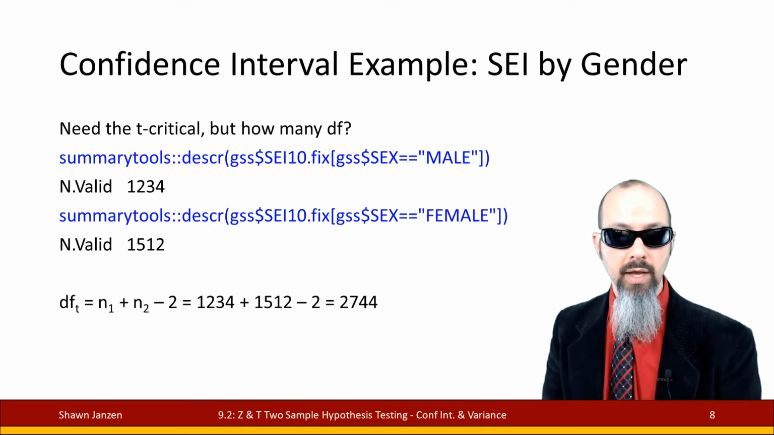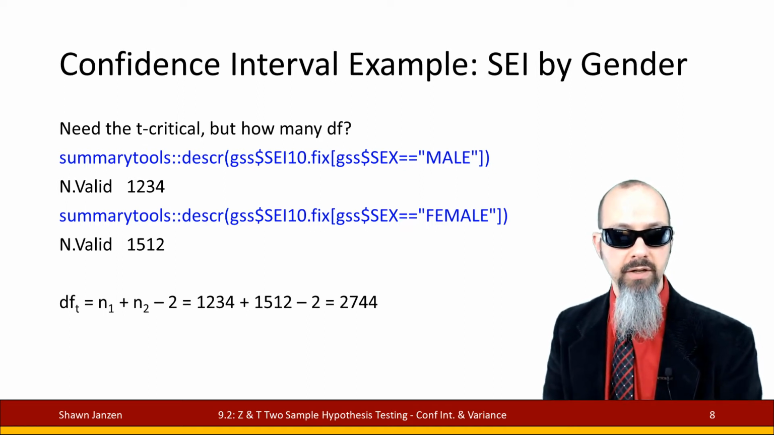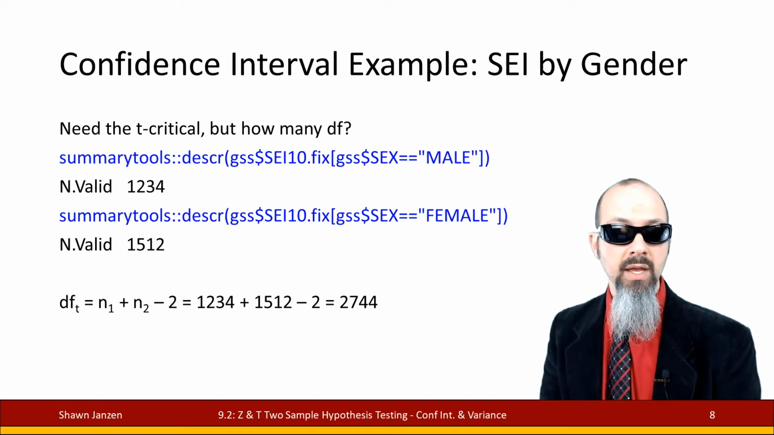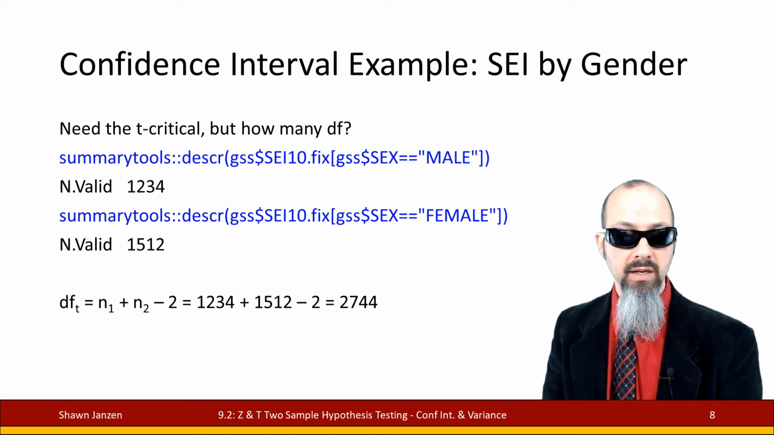Well, I'm going to go ahead and use functions in R to help tell me our sample size. On the screen here, I'm showing you the descr function inside summarytools on the GSS SEI10 fixed variable, and I'm filtering it to only show me men. And I have an n valid of 1,234, and I do similarly for women, and I get 1,512. Following the independent samples degrees of freedom, I add those two values together and subtract 2, so my degrees of freedom are 2,744.